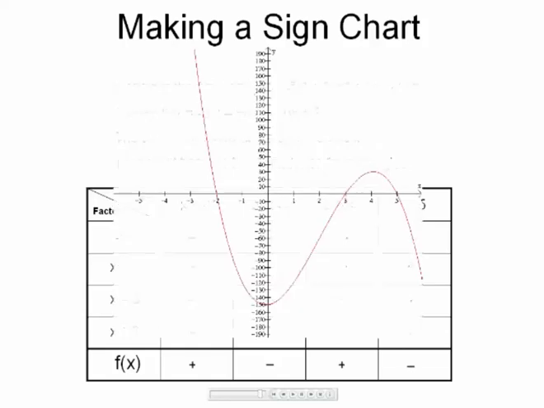And so the function f of x starts out being positive. It becomes negative at x equals negative 2. It becomes positive again at x equals 3. And it becomes negative again at x equals 5. And so now with this analysis, we have information about where the function is positive and negative.